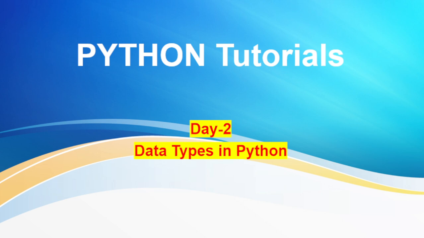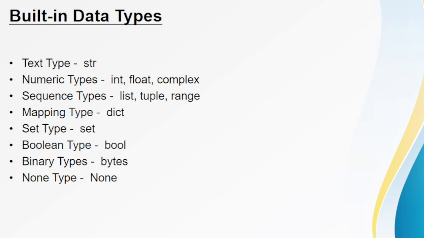So today we will learn about the data types in Python. So let's get it started. There are various built-in data types in Python. Text type to store the string, numeric type to store the numbers or floating point numbers, sequence, it includes list, tuples and range. So let's see how to work with these data types.